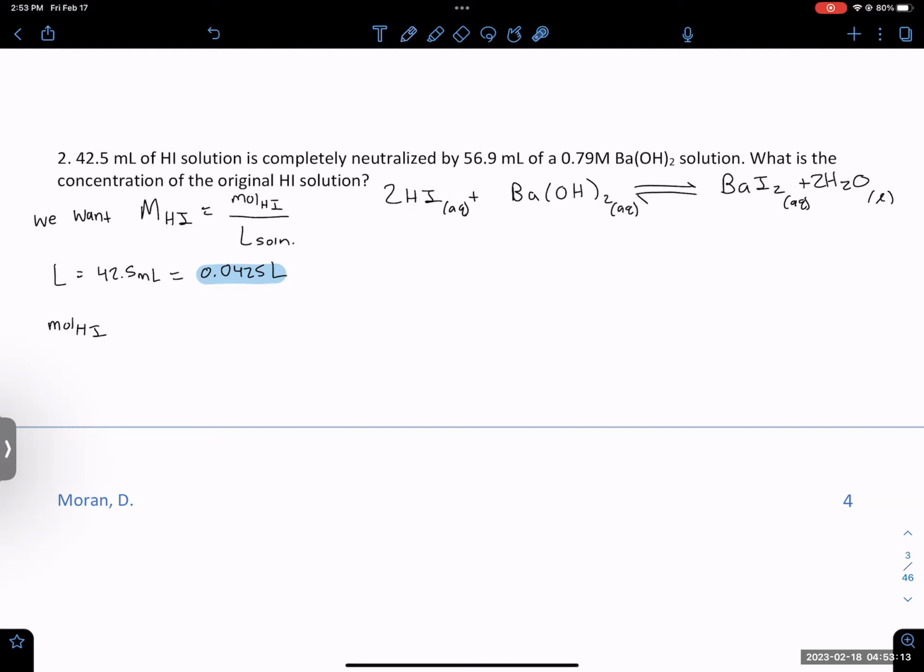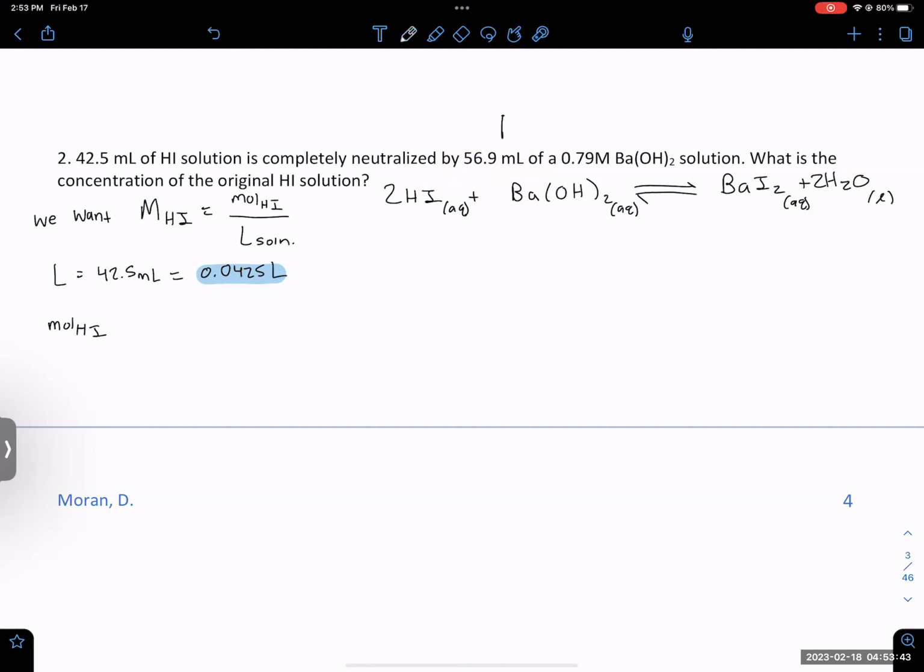So it doesn't give us the moles of hydroiodic acid, but what does it inadvertently give us that we could use to get to moles of HI? The ratio between hydroiodic acid and barium hydroxide. Exactly. So it gives us enough information to figure out how many moles of barium hydroxide we have. And we know if we have moles of one reactant, we can get to moles of another reactant using the balanced chemical equation. So let's try that.